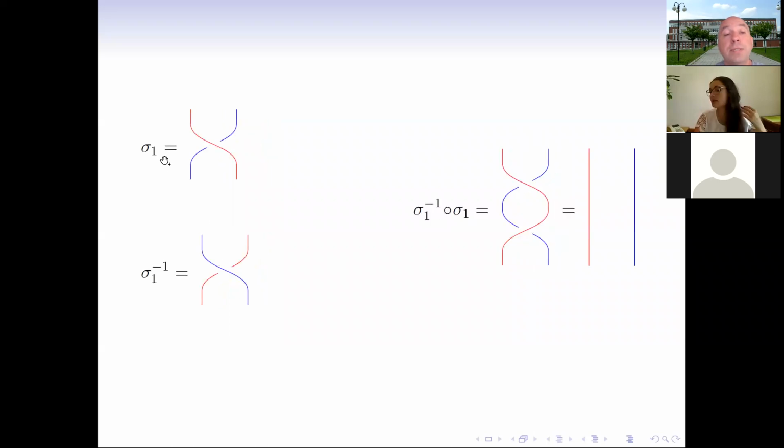But if you take sigma 1 and sigma 1 inverse, so for sigma 1, red goes over blue, and for sigma 1 inverse, blue goes over the red one, compose them and pull out, we'll get 2 straight lines. So this is the neutral element, which means that sigma 1 inverse, written as on the picture, is indeed the inverse element with respect to multiplication in the braid group.